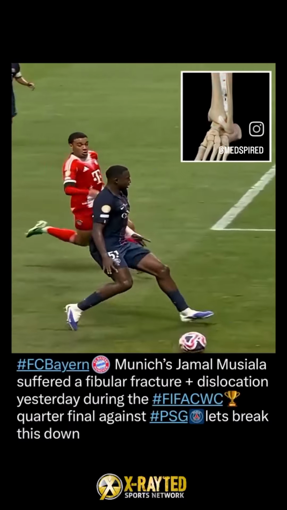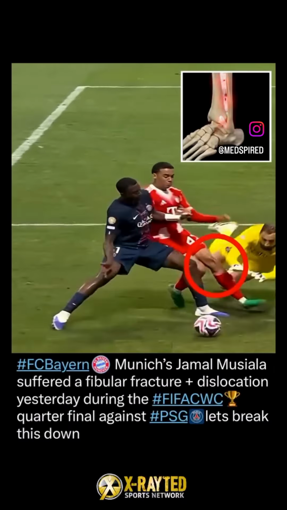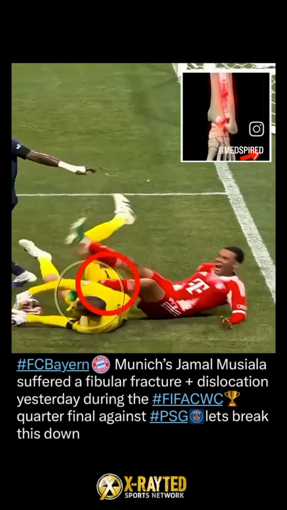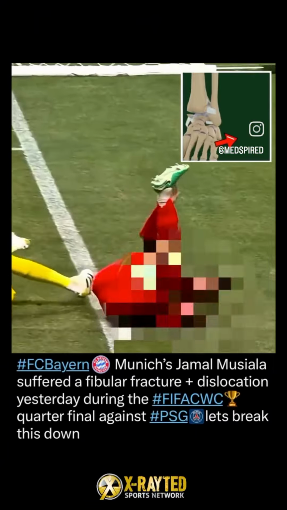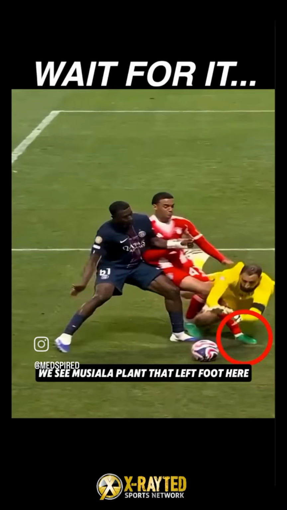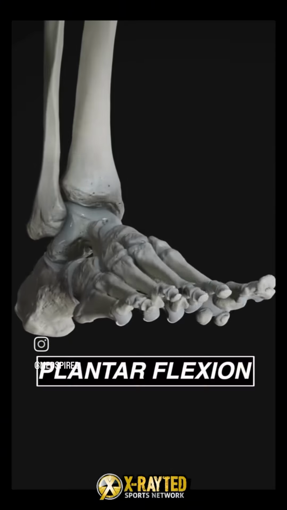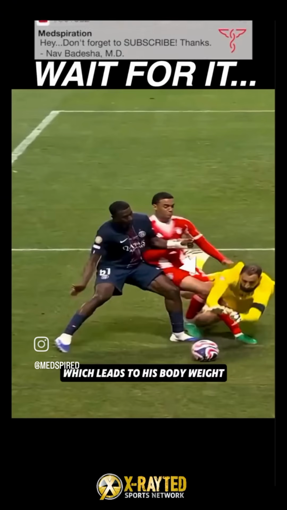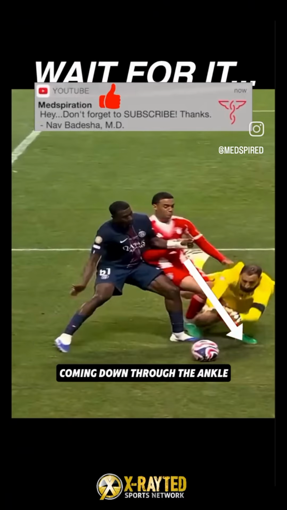Bayern Munich's Jamal Musiala suffered a fibular fracture and dislocation yesterday during the Club World Cup quarterfinal against PSG. Let's break this down. We see Musiala plant that left foot here in slight plantar flexion, which leads to his body weight coming down through the ankle.